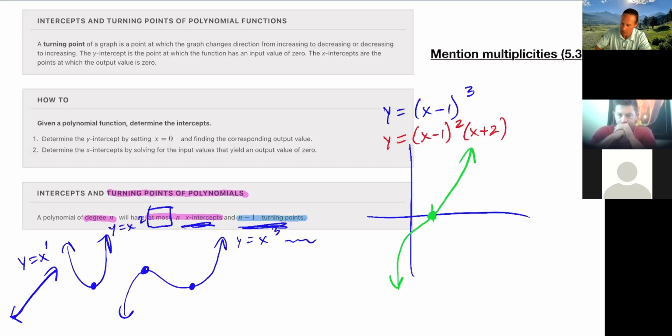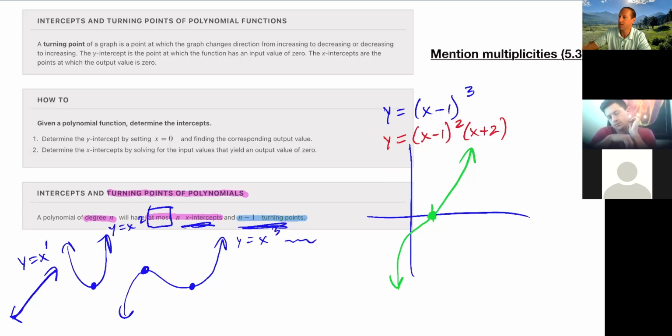But if we wanted to, we could actually multiply this all out and you'd see it's an x cubed something, something, something. I don't care about that. I still want to be able to graph this. And who can tell me what the end behaviors would be for this? Odd. It'd still be odd.